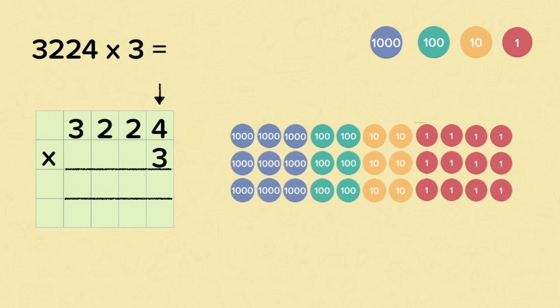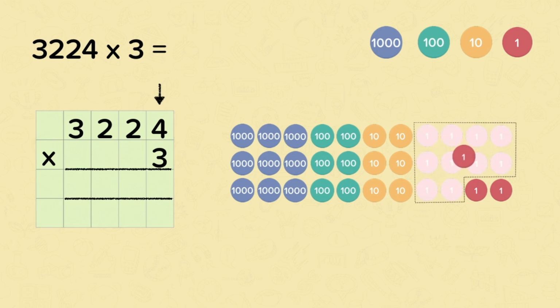4 times 3, that's 12. We've got 12 ones, but 12 ones is made up of 1 ten and 2 ones. So, back to our written calculation, we put the 2 in the ones column and we put the 10 in the tens column. So we show on the picture that 10 is moving across to join the other tens.